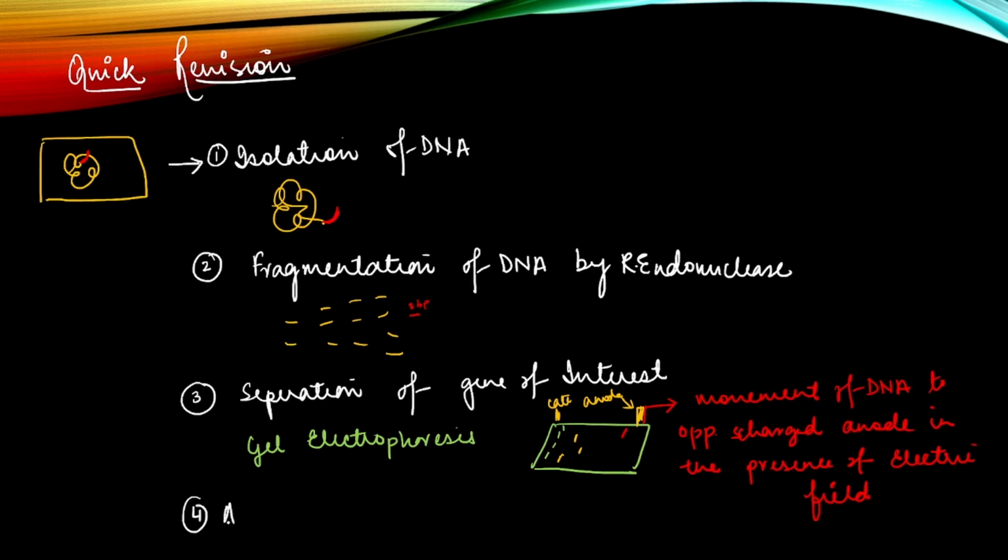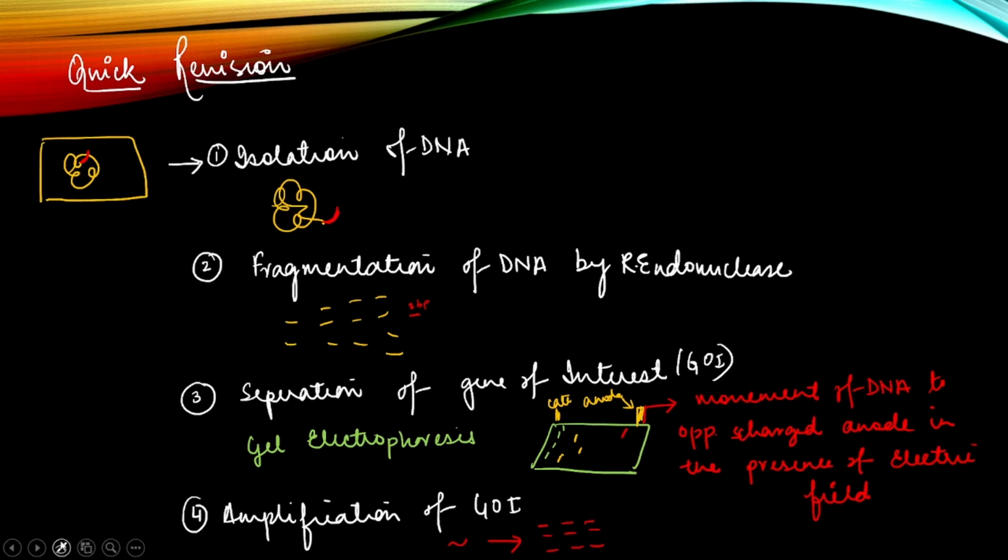After separation of DNA, what will I do? I'll do amplification. Amplification means I'll produce more copies of my gene. Amplification of gene of interest. That means from one I will produce many copies of my gene, right? Now after amplification, what will I do? I will try to ligate it with a vector. Ligation with a vector.